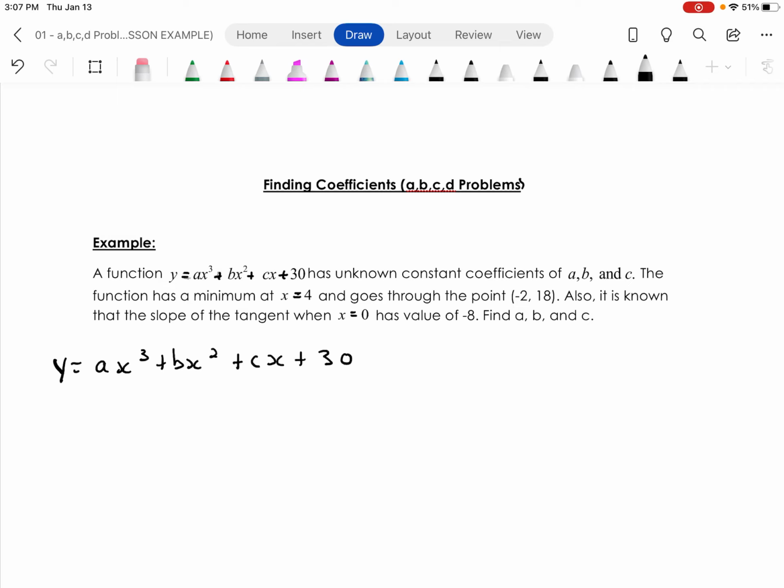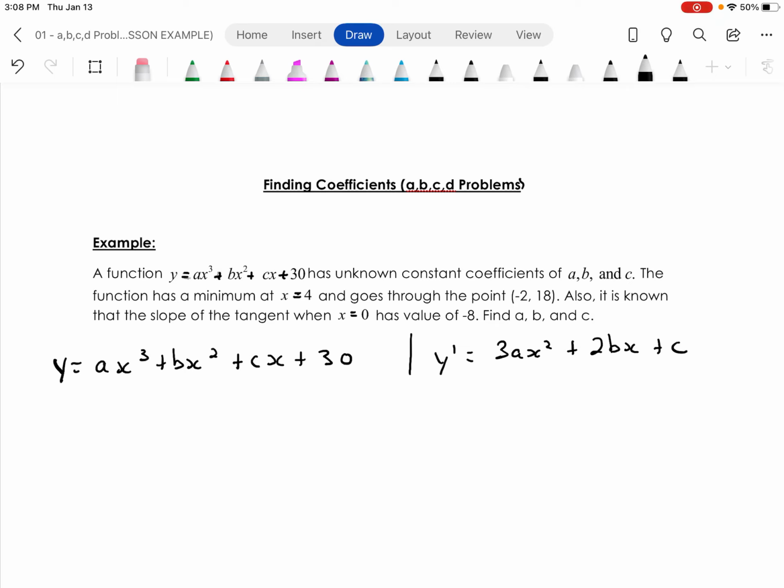And they mention the function has a minimum, and they mention the slope of the tangent. So this sort of implies to me that I'm going to have to use the derivative at some point. So I'm going to go ahead and find the derivative right over here. Y prime equals 3ax squared plus 2bx plus c.